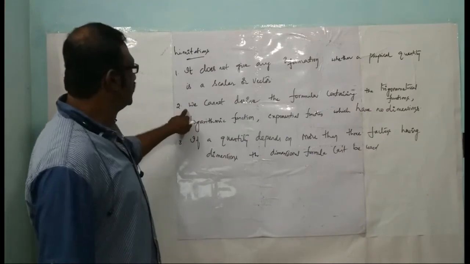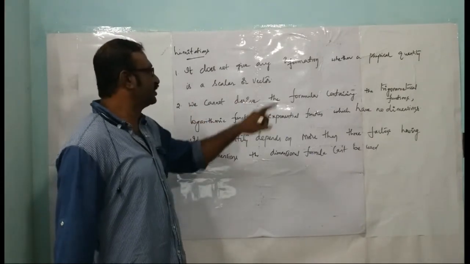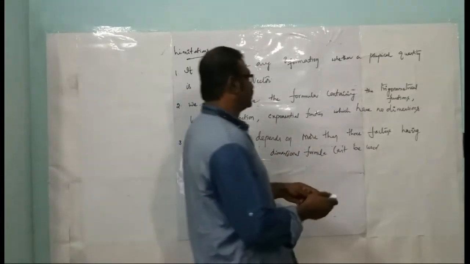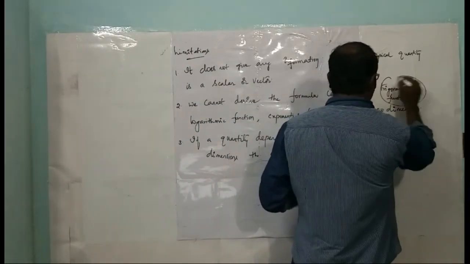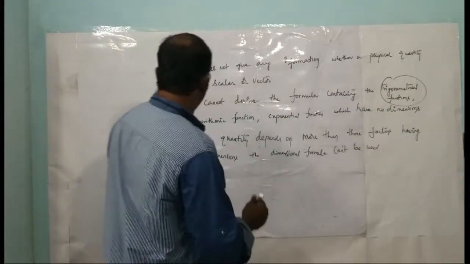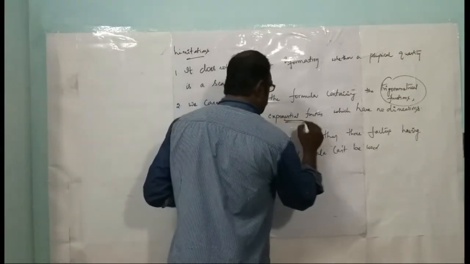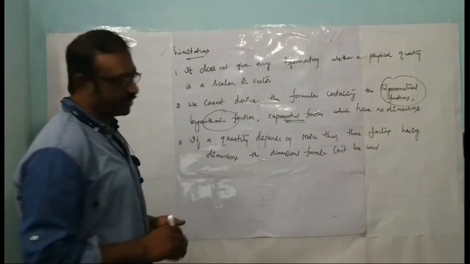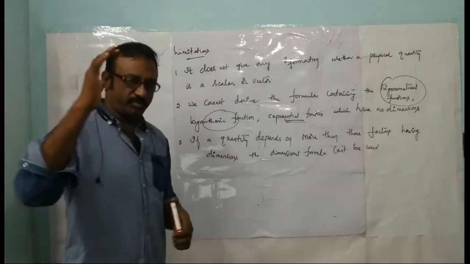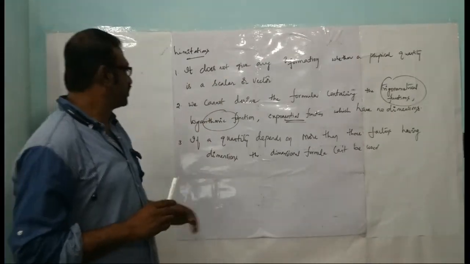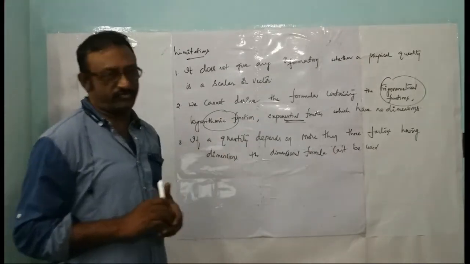The second one is we cannot derive a formula containing trigonometric functions, because they don't have dimensions. Logarithmic functions too don't have dimensions, and exponential functions have no dimensions. So we cannot derive the formula if the equation has trigonometric, logarithmic or exponential functions.